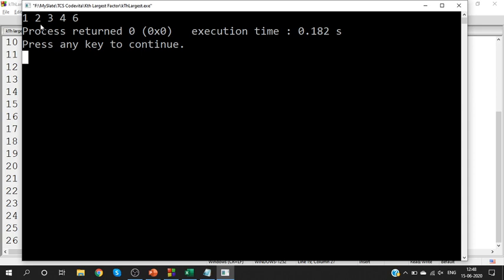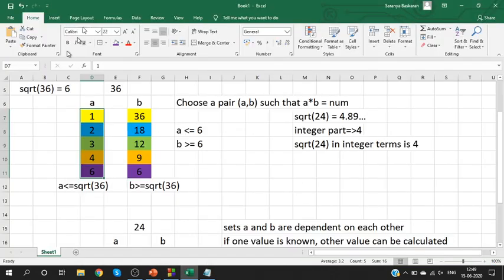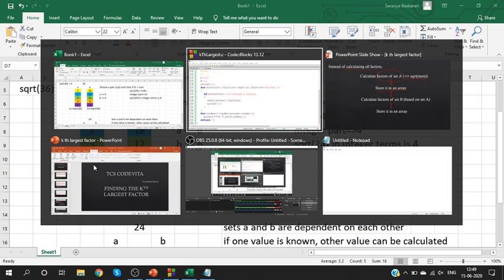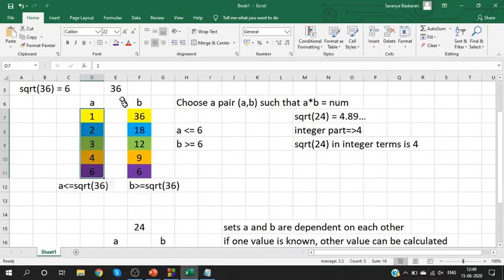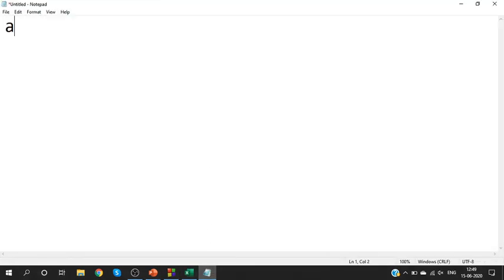For 36, we get the elements of set A. What are the elements in set A? 1, 2, 3, 4, 6. Can you all understand this? I've calculated set A values. Now, what did we say in the algorithm? Based on set A, calculate set B. We already know this. How can I calculate set B based on set A? See, we know that A into B will give the original number, right? Write it here. A into B will give us the original number.